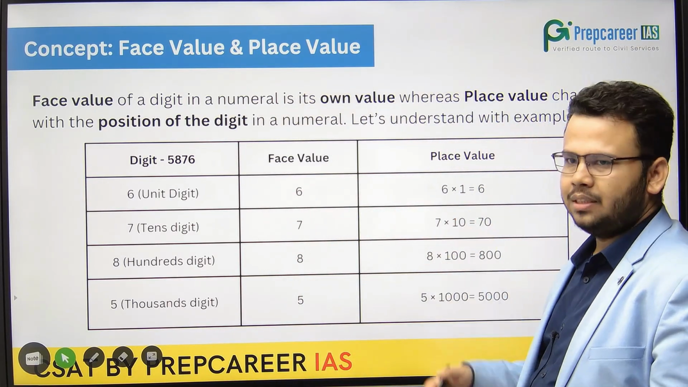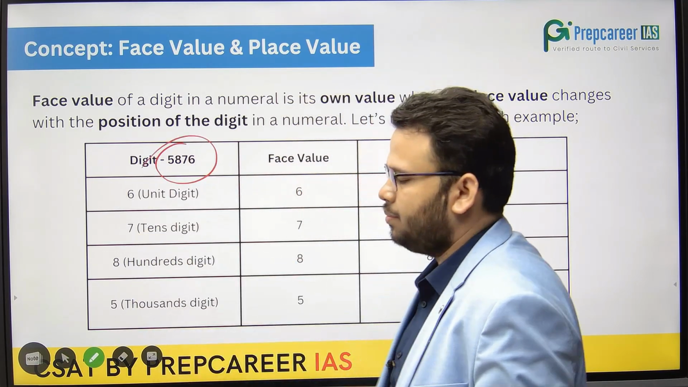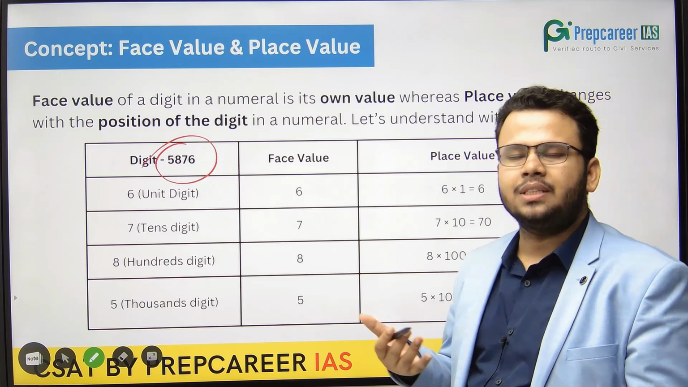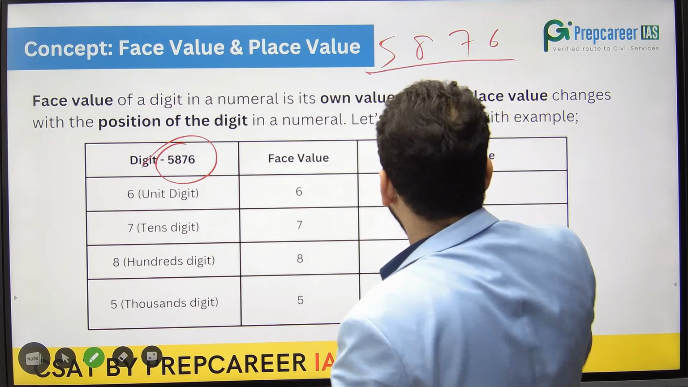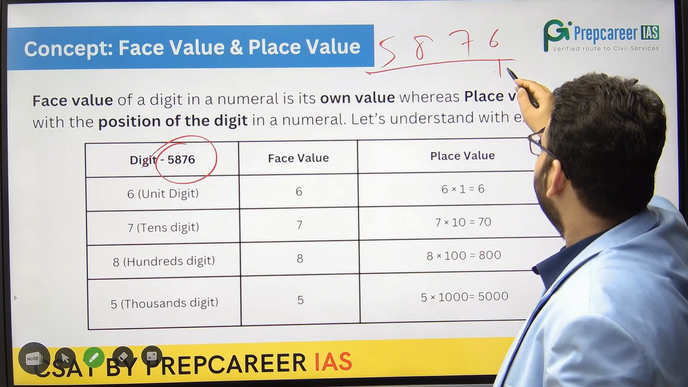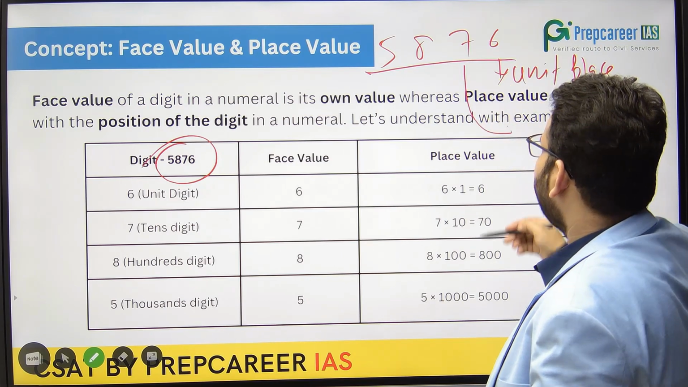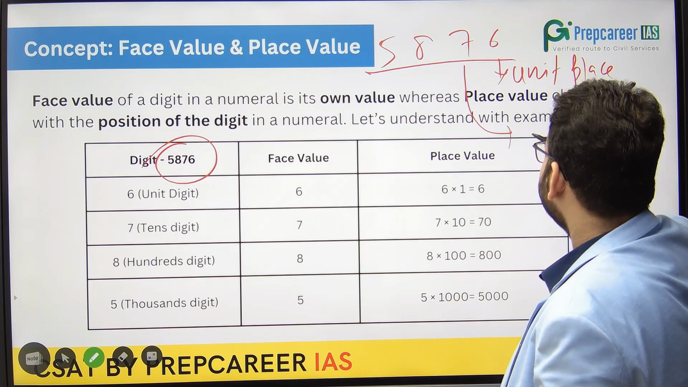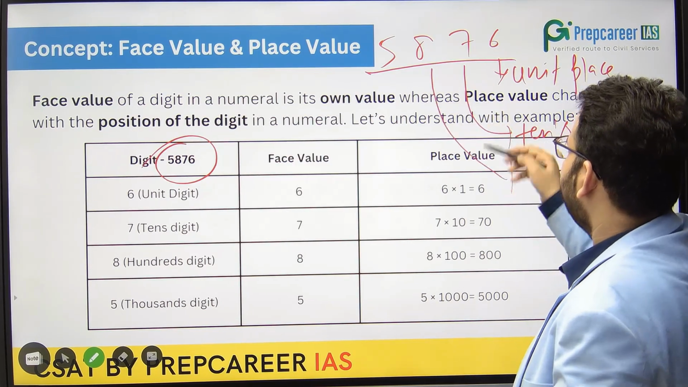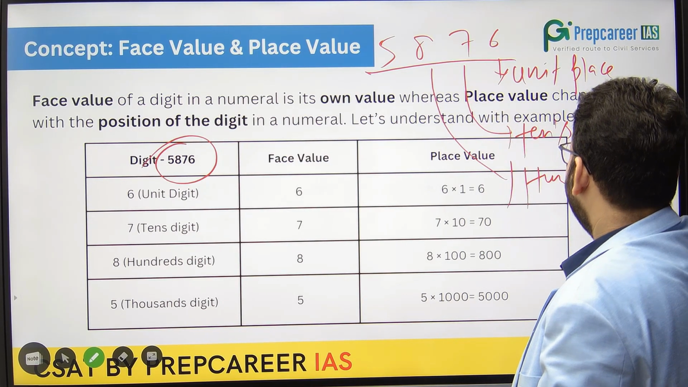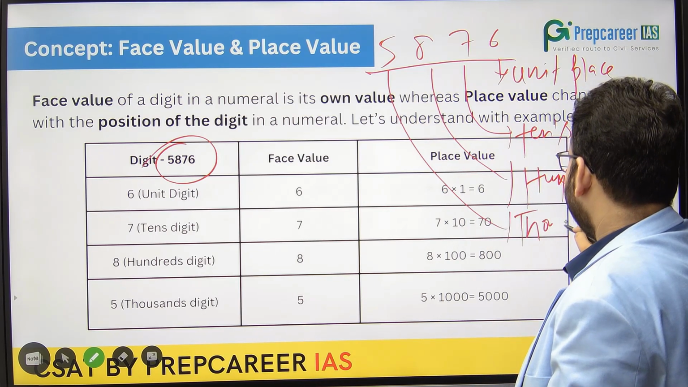So let us have a look at the concept of face value and place value. To understand this concept, let us take a number, 5876. If you know the basics of the number system, then you might know that when we write a number, the rightmost digit is at the unit place. Then the second rightmost digit is at the tens place. Then this is at the 100 place. Then this 5 will be at the 1000 place.